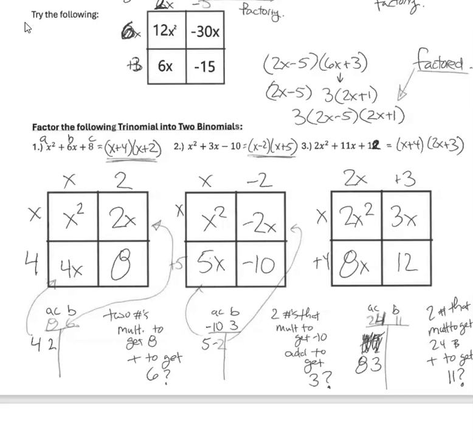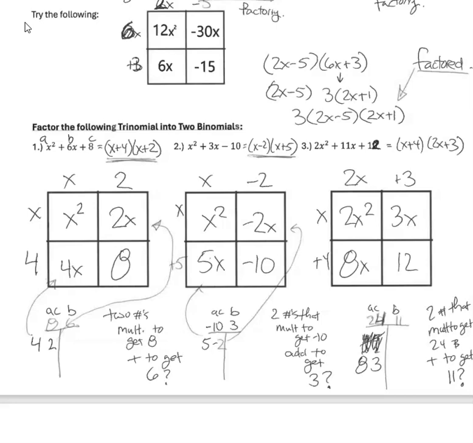So when I say an ACB chart, that is just your A value times your C. And in problem number 1, A times C gets you 8. So I put an 8 there. And your B value is just a 6. Now what you're trying to do to find out what those two numbers are that go in the boxes, you're finding two numbers that multiply to get 8 and add to get 6.